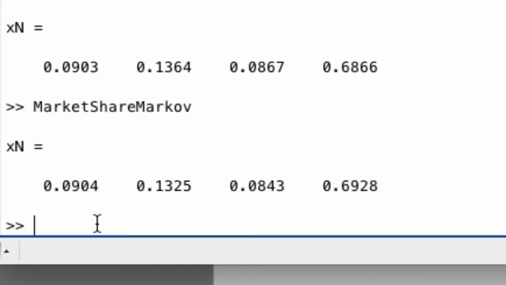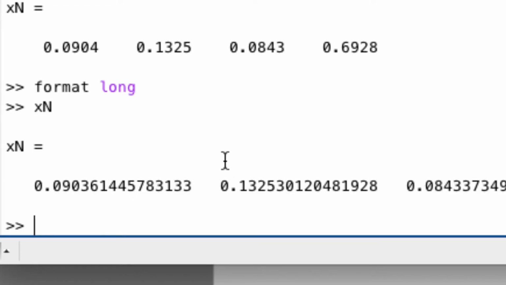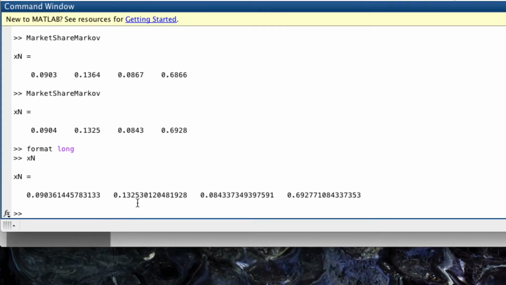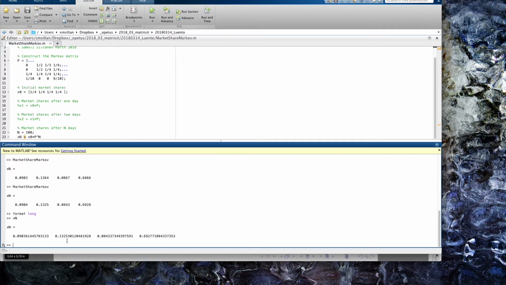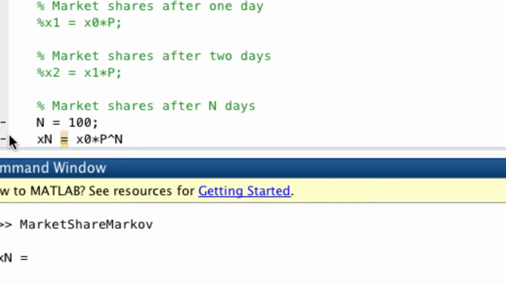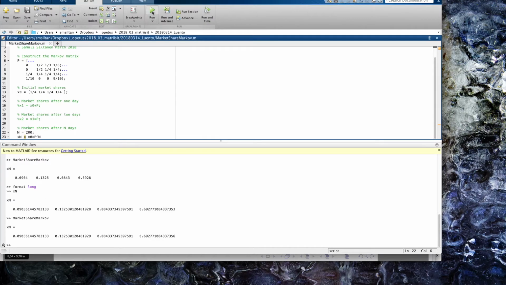We could also take a look at more digits. With this command, we will see more digits. For example, now if I want to see what xn is, we see more. So let's try now what happens, let's say, with 200 days. What is the difference between 100 and 200 days of this process?